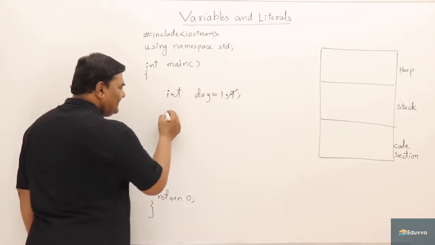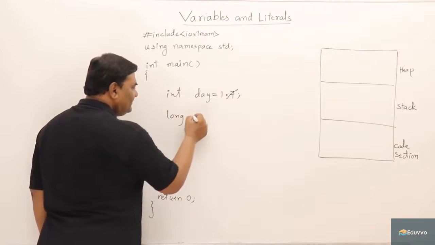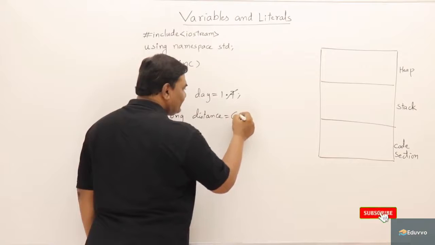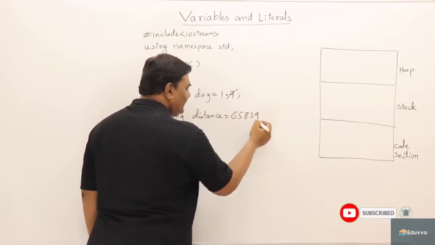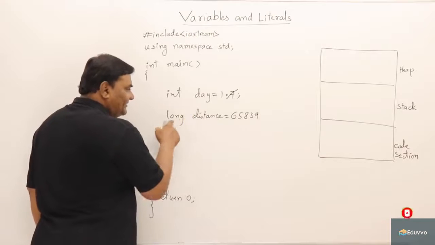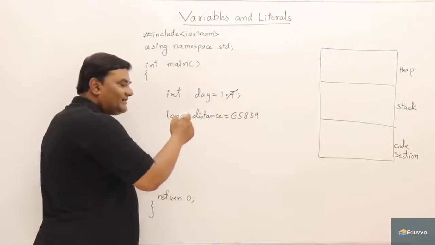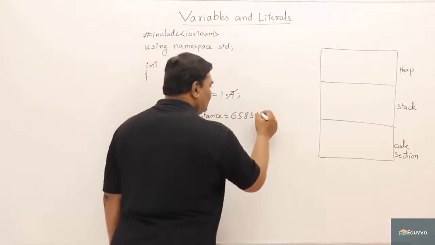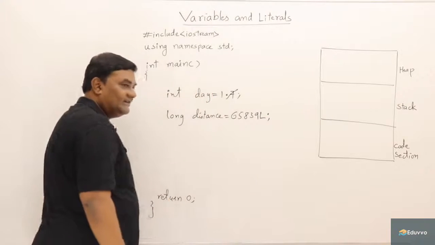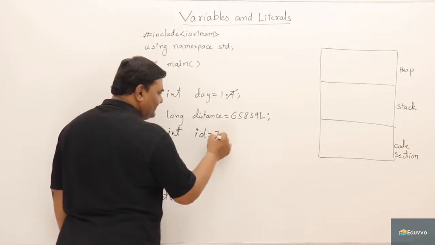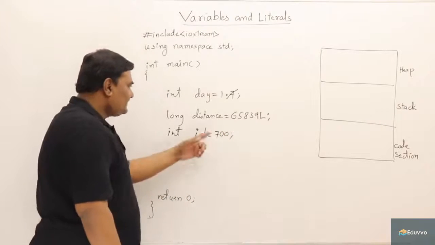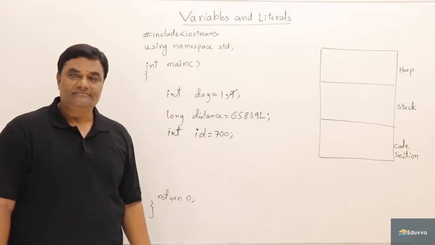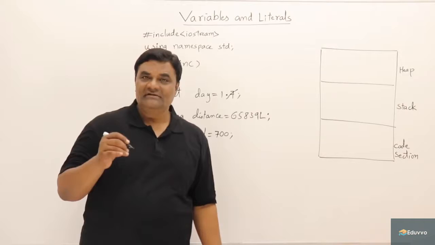Next, if I am declaring a long type of variable, distance, long distance, and here I have to assign some value, 65839. Suppose this is a bigger value. The variable type is long, but what is the literal type? The literal is an integer only, but to make that literal also long, I should suffix it with L. So if you declare an integer, this will be an integer value. With L, this will be a long value. So long literals are followed by L. This was about integer literals.